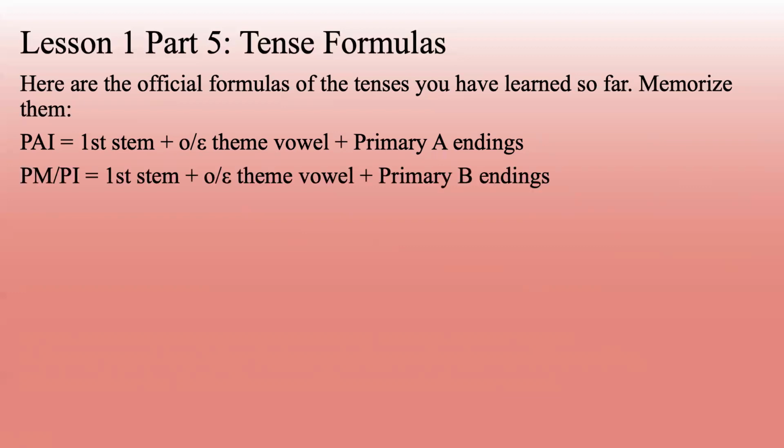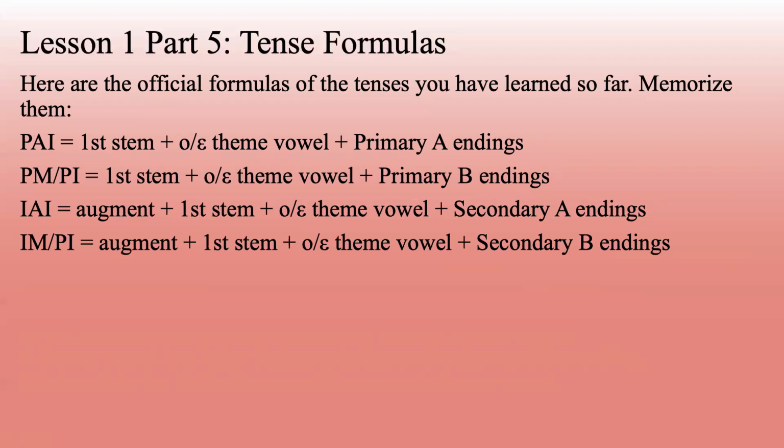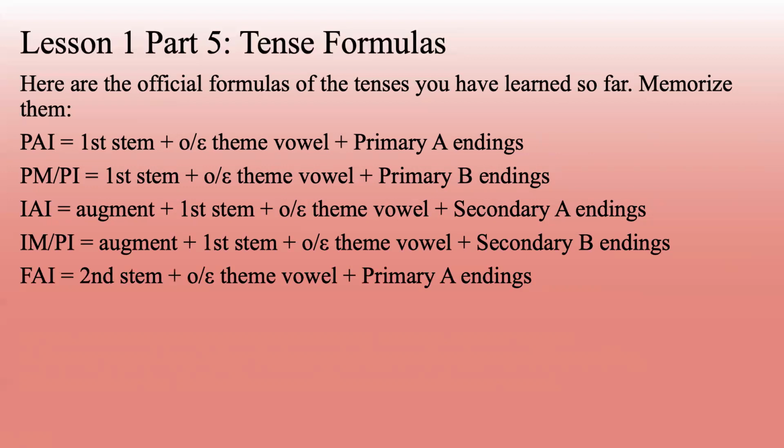Present middle passive indicative is first stem plus omicron epsilon theme vowel plus primary B endings. Imperfect active indicative, we've seen all before: the augment in the first stem, adding in this idea of the omicron epsilon theme vowel, and then secondary A endings. Imperfect middle passive indicative: augment, first stem, omicron epsilon theme vowel, secondary B endings. Future active indicative: second stem, omicron epsilon theme vowel, primary A endings. Only difference between PAI and FAI is the stem.